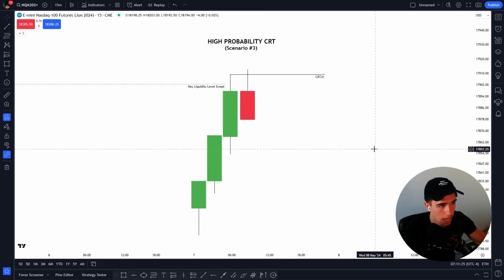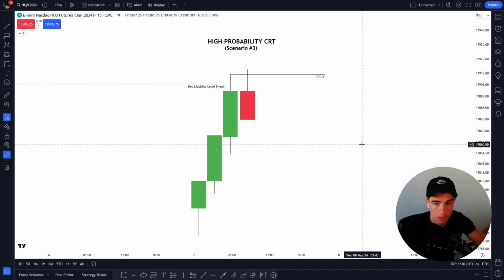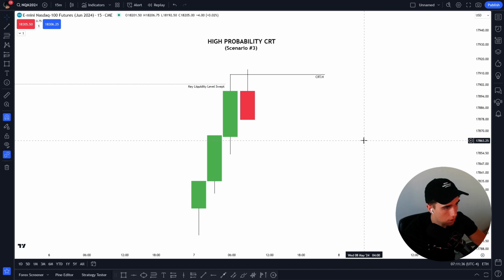Now here we have high probability CRT play scenario #3. A little bit less talked about, something I discovered on my own. I'm not sure if anyone else teaches this. What we are essentially looking for is some sort of key liquidity level to the left of us.